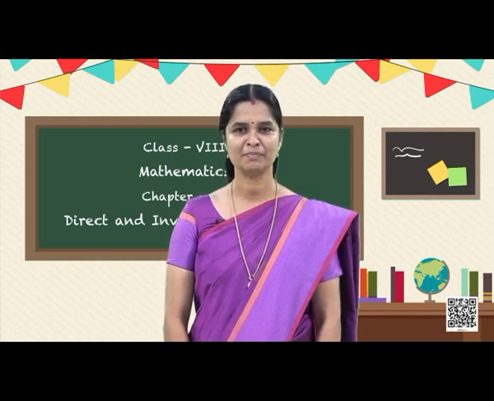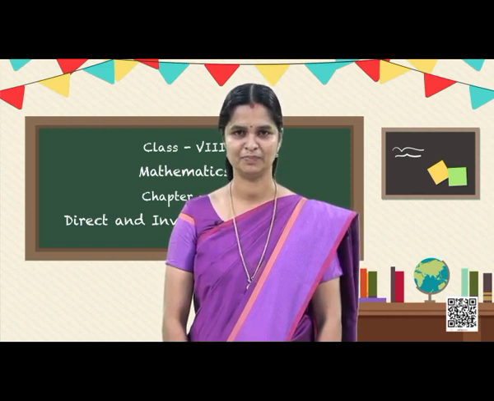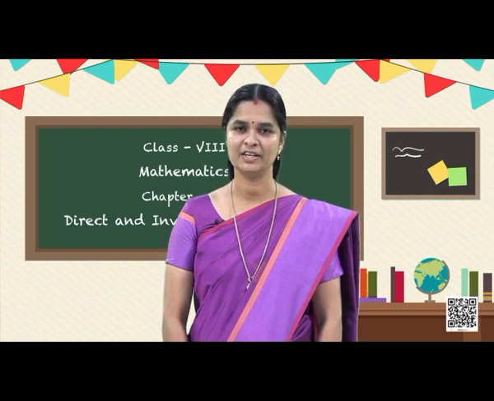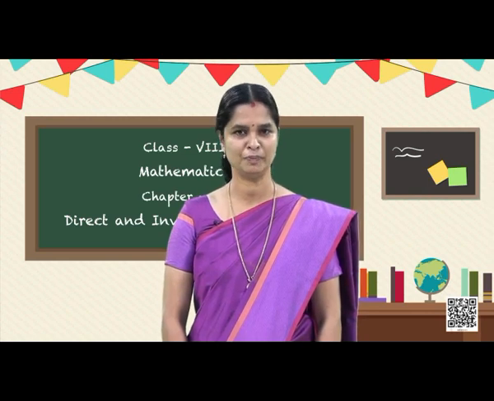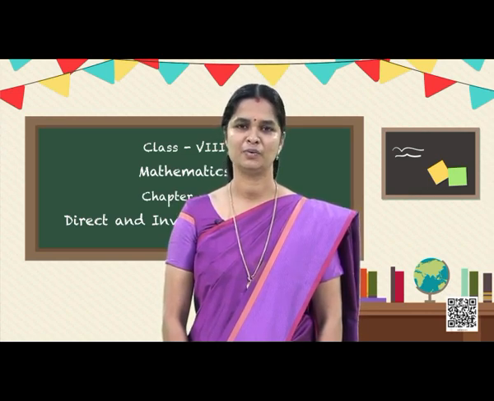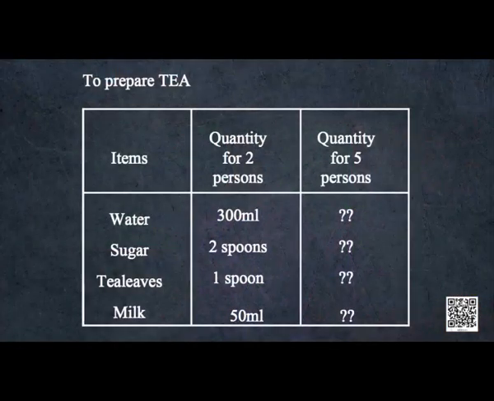Mohan has some guests at home and he wants to prepare tea for them. They are 5 in number. Mohan knows to prepare tea for 2 persons. Now observe this table. These are the quantities of various items needed to make tea for 2 persons. 300 ml of water, 2 spoons of sugar, 1 spoon of tea leaves and 50 ml of milk.